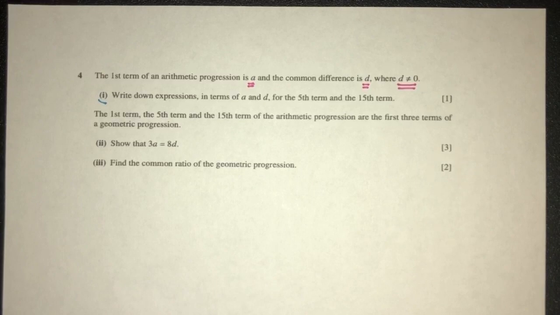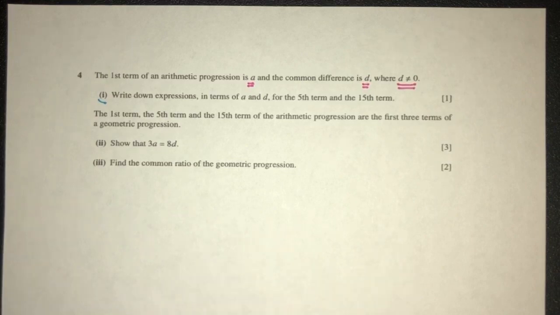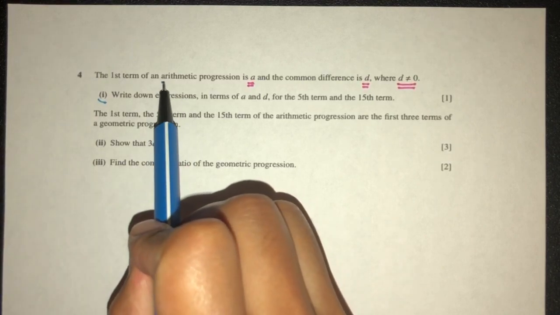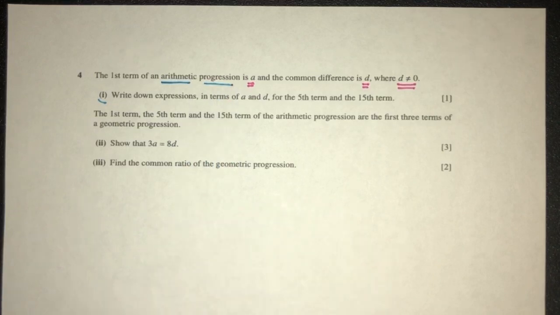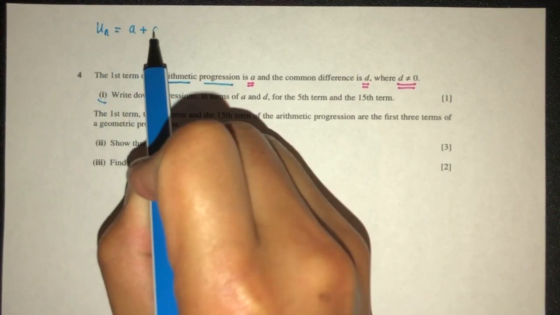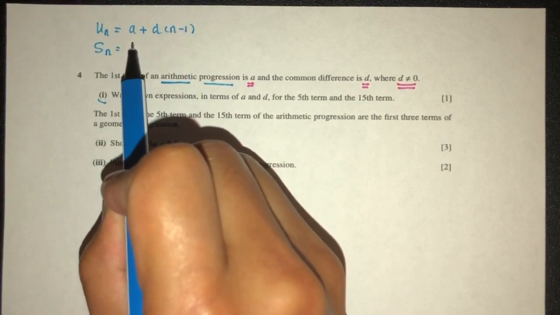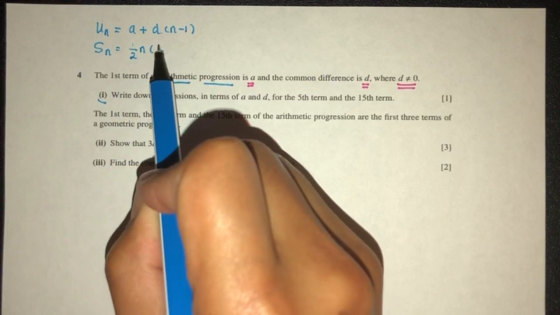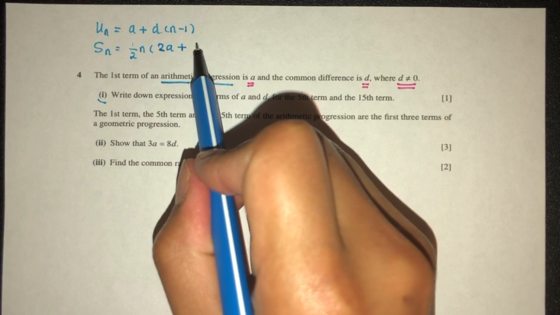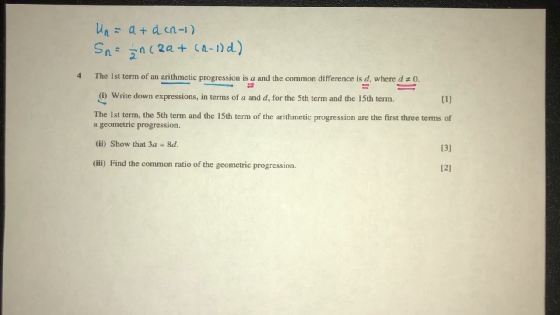Let's move on to the next question. The first term of an arithmetic progression is a, and the common difference is d. Okay, now at least we know the type of progression that we have to work with. That's the first good thing. Now once we know that, let's write down the formulas we know for that kind of progression. So the nth term is given to you by a plus d(n minus 1). Sum of the first n terms is given to you by half times n times (2a plus (n minus 1) times d). Okay, so these are the two equations usually we should know for the AP progressions.